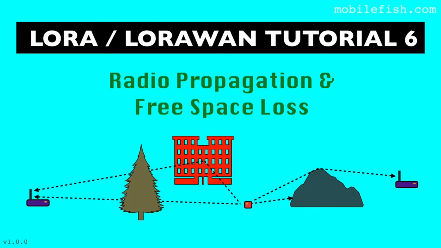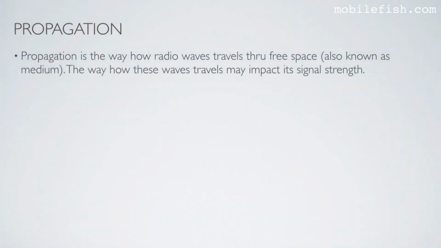In this tutorial, I will explain what radio propagation and free space loss are. Propagation is the way radio waves travel through free space, also known as medium. The way these waves travel may impact their signal strength.